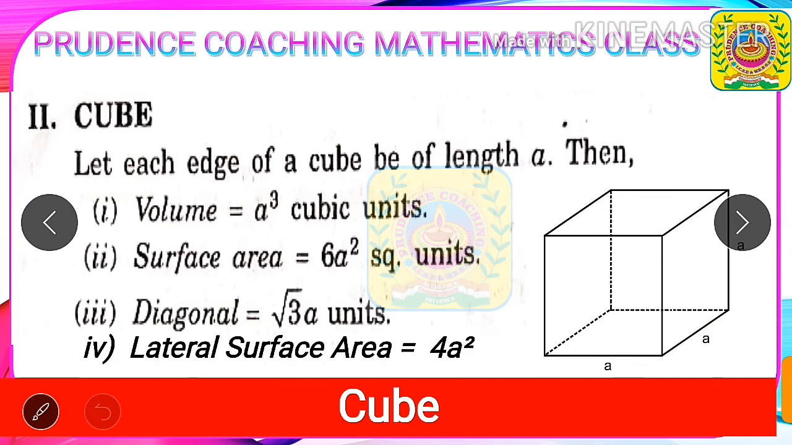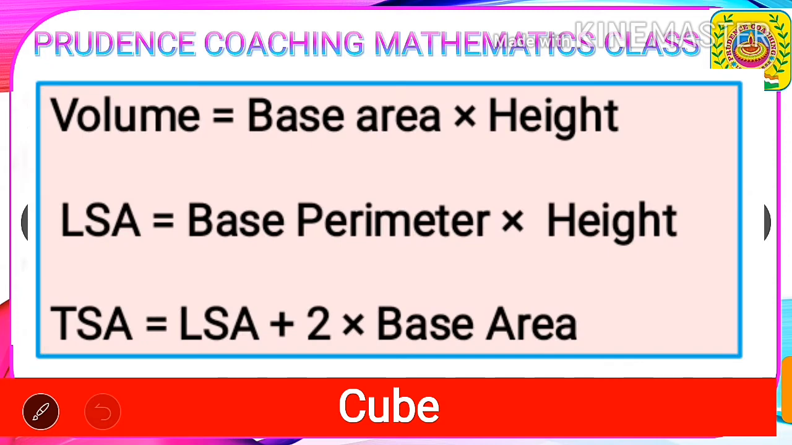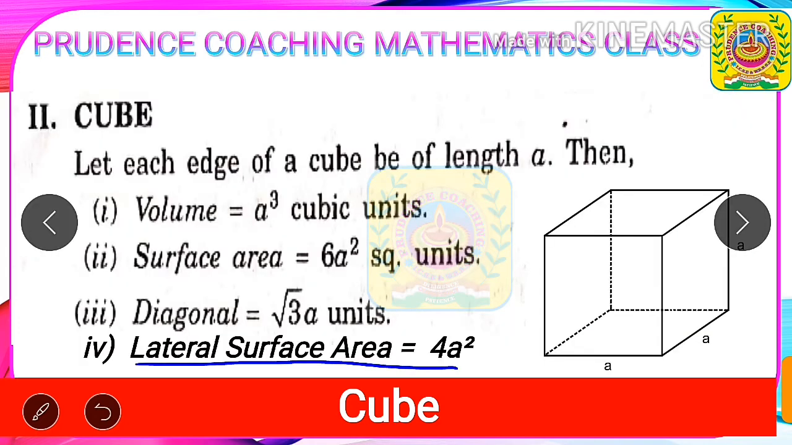By using the generalized formula of a prism, we can find the lateral surface area of the cube. Lateral surface area is the perimeter of the base into height. The perimeter of the base of a square is 4A. If you don't know that, you should know that perimeter means the outer boundary. As a square has 4 sides, the perimeter will be A plus A plus A plus A, that is 4A.